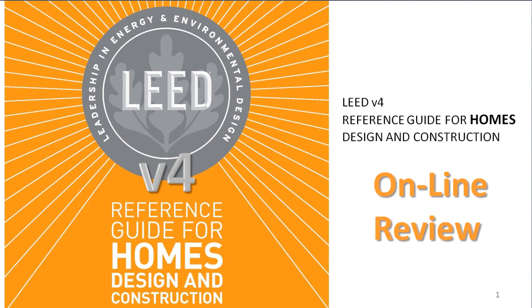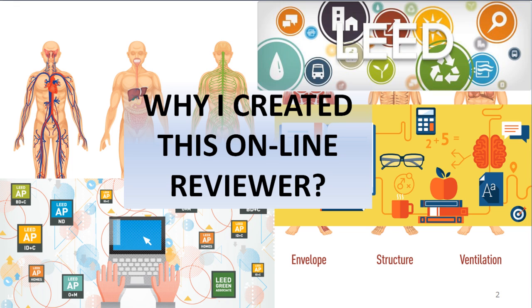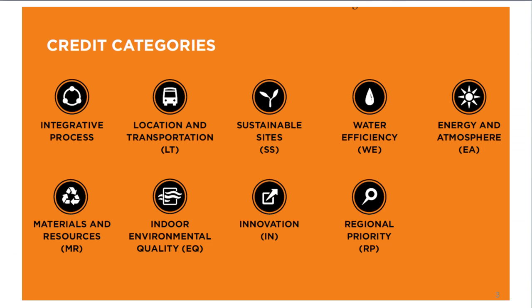Why I created this online reviewer: to help myself and others pass the LEED AP exam in one shot. These are the LEED credit categories. In my previous video, we discussed Water Efficiency Credit 3, Outdoor Water Use. Now we will proceed to the first prerequisite of Energy and Atmosphere, Minimum Energy Performance.